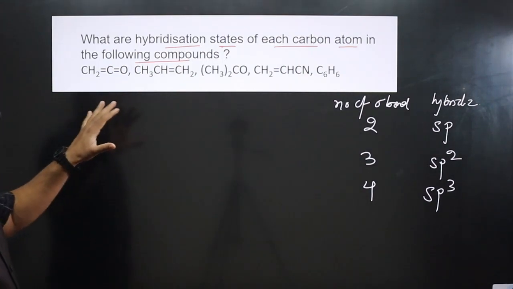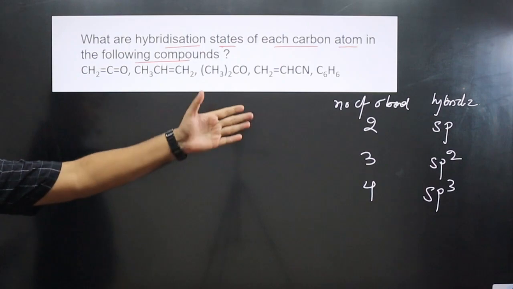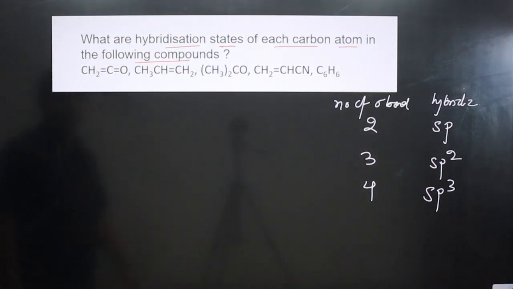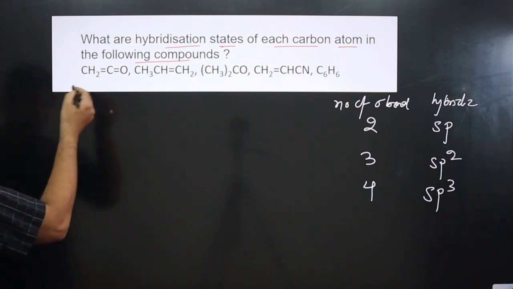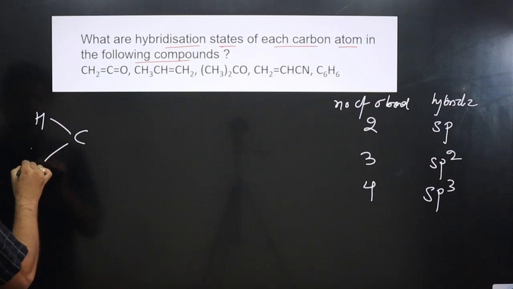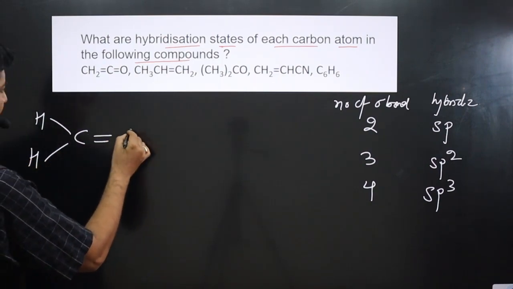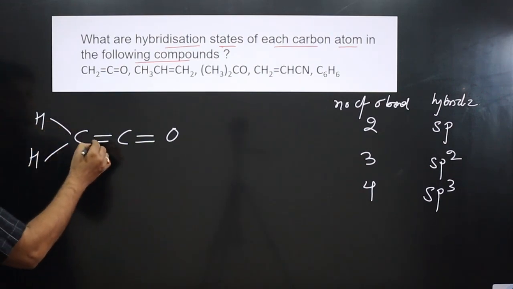Now in each compound we can calculate the number of sigma bonds formed by the carbon, and then we can apply this information. First we have CH2=C=O. We can draw the structure. To the first carbon, 2 hydrogens are attached. Then double bond C is there and double bond O is there. Look at the environment of the first carbon. You can see it is forming 3 sigma bonds.